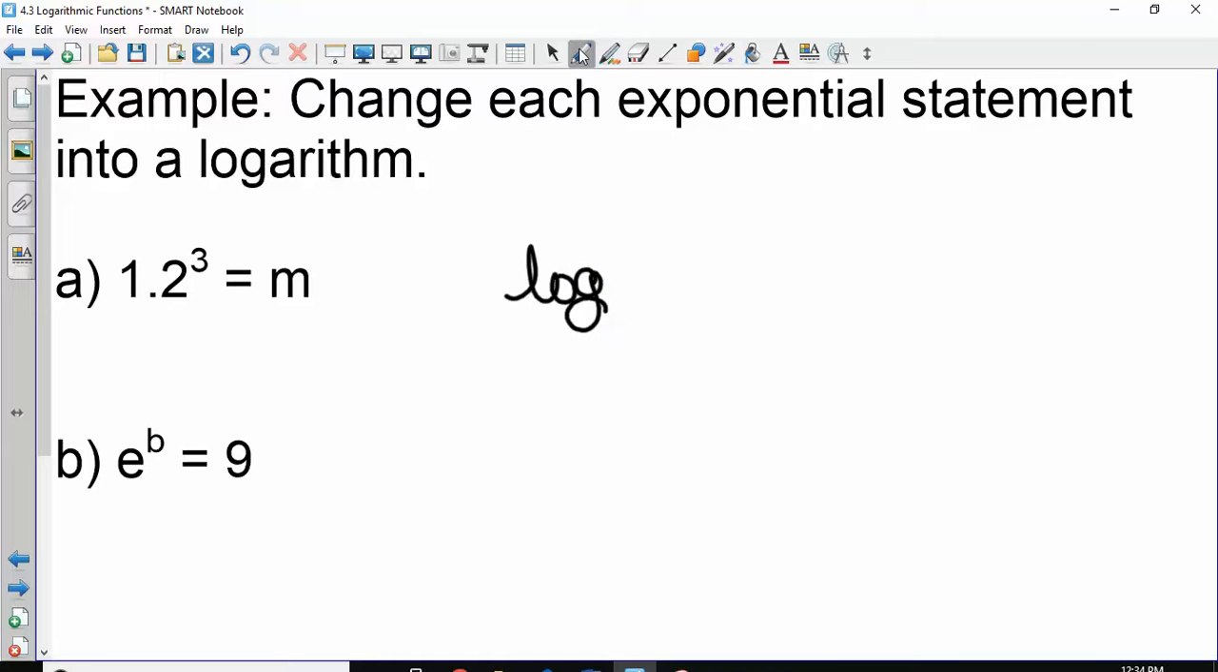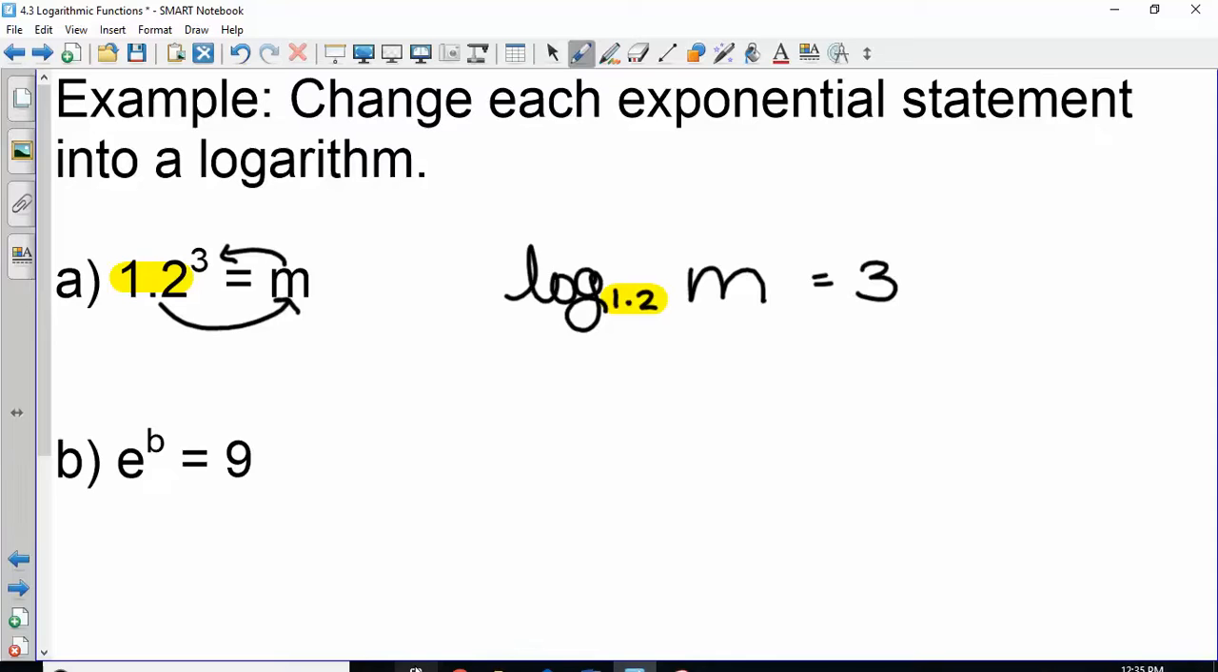Right, log. The base of the exponential has to be the same as the base of the logarithm. So this is log base 1.2. Then you go across the equal sign. So of m. The answer to a log is your exponent. It's like saying 1.2 to what power equals n. So it's the third power.